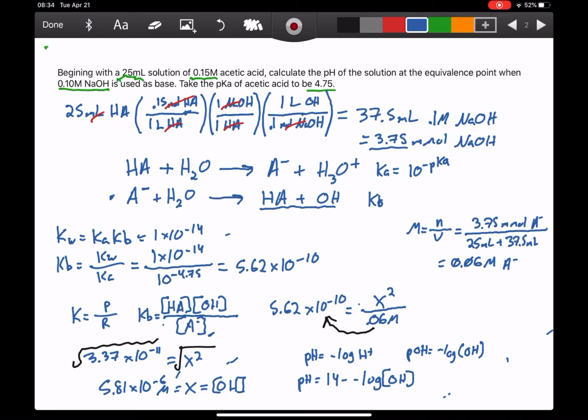So if we do 14 minus the opposite of log of 5.81 times 10 to the negative 6th, we find that the pH of this solution is equal to 8.76. And that is how you find the pH at the equivalence point in this particular problem.